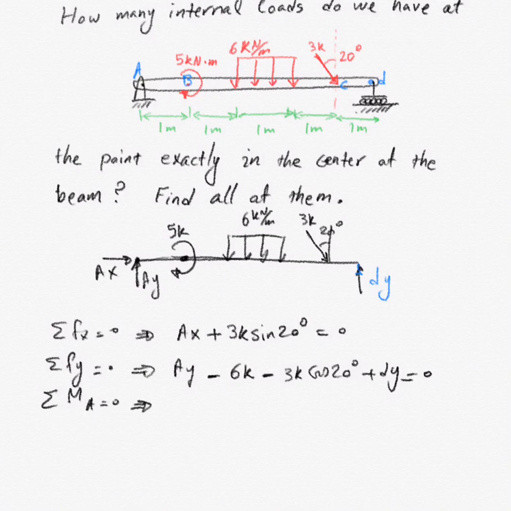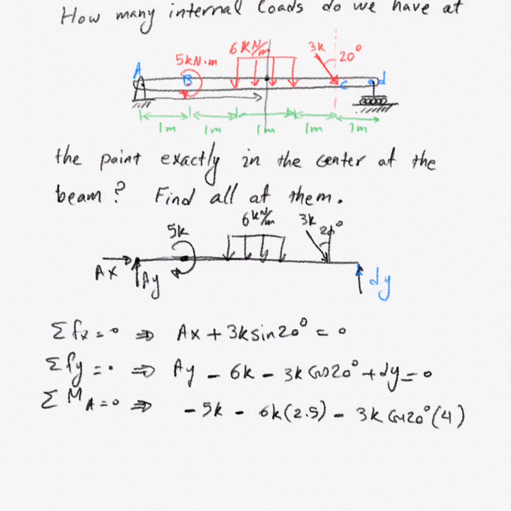Then you get negative 5K, negative 6K times the distance between the center of that load and point A, which is 2.5, and then negative 3K cosine 20 times this distance, which is 1, 2, 3, 4, and then finally plus Dy times 1, 2, 3, 4, 5, is equal to 0. Now you solve it.